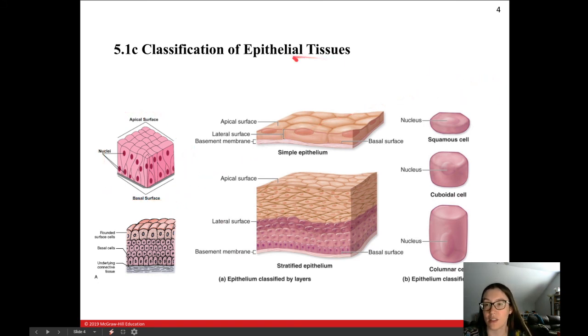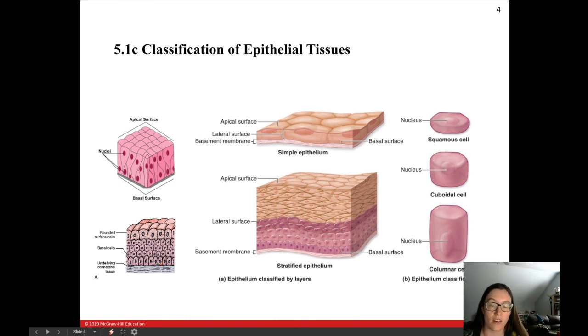Now the second name is based on the shape of the cell. If the cell is really flat and looks like a fried egg, we call it squamous. If the cell is about as wide as it is tall and kind of cuboid, it's called a cuboidal cell. And if the cell is taller than it is wide, we call it a columnar cell. We also have special cells that we find in the bladder and the urinary tract that change shape based on the stretch involved, and those are called transitional cells because they transition from one shape to another.